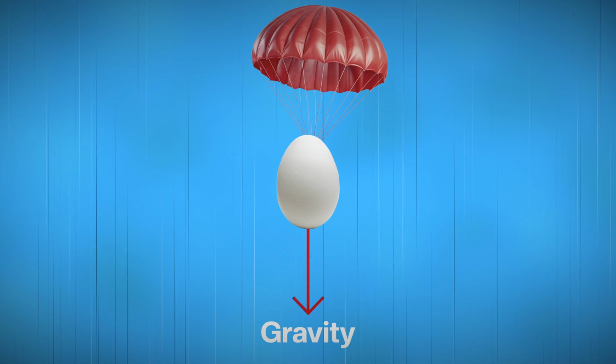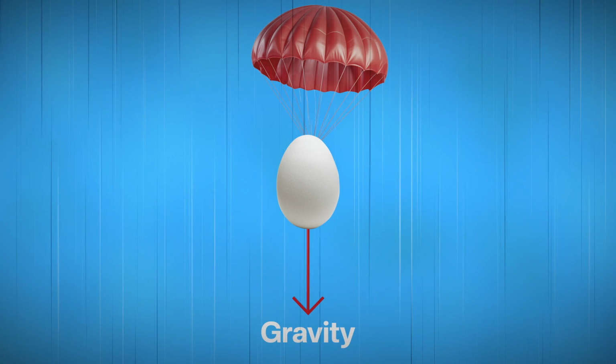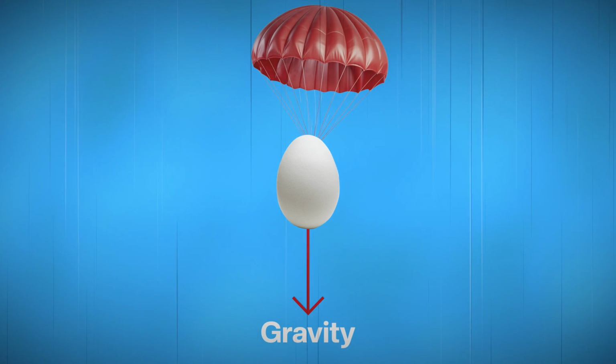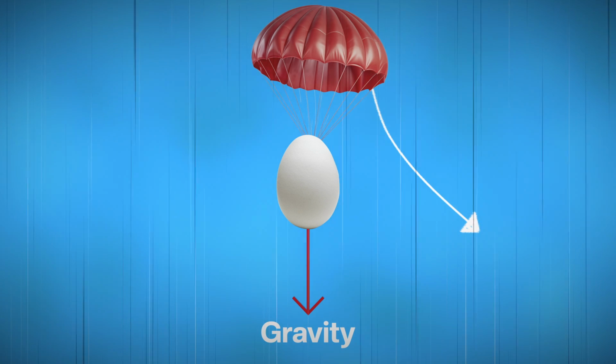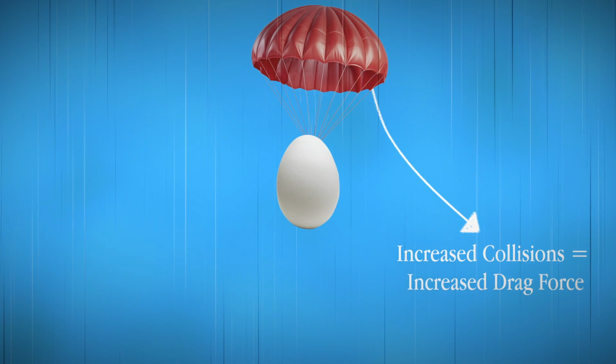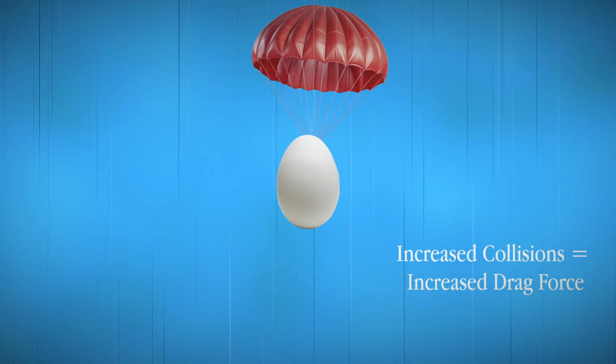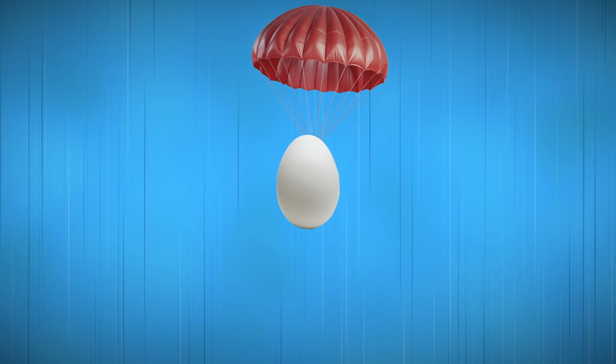The introduction of a parachute increases the number of collisions with air particles, thus increasing the drag force experienced by the egg, causing a slower terminal velocity and thus impact force. Simply speaking, the egg is less likely to go splat.